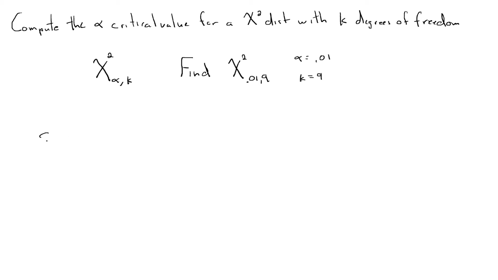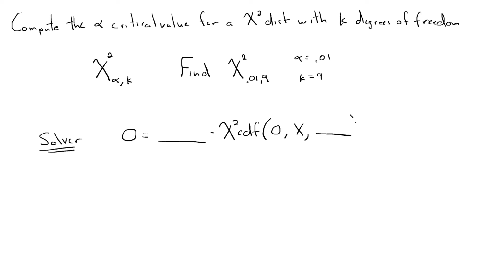To do this, we're going to have to use the solver in the calculator. When we use that, we have to type in a line that looks something like this: 0 minus something, and then the chi-squared CDF. You fill in 0, comma, x, comma, and then there's going to be a blank. Then we do some little bits of magic, and we hit the alpha and the enter button. And when we do that, it's going to do all our computations for us.